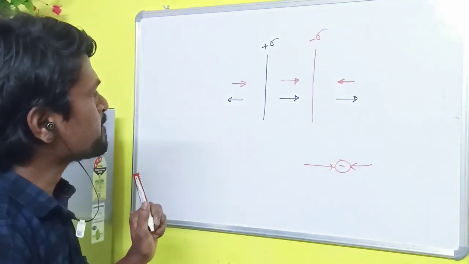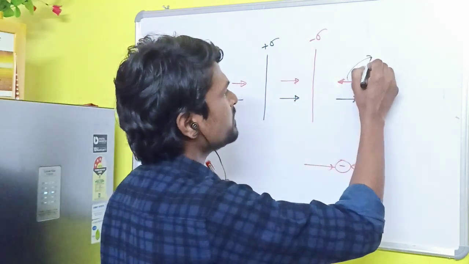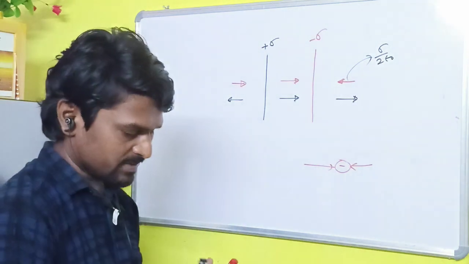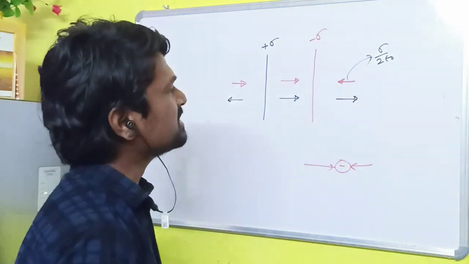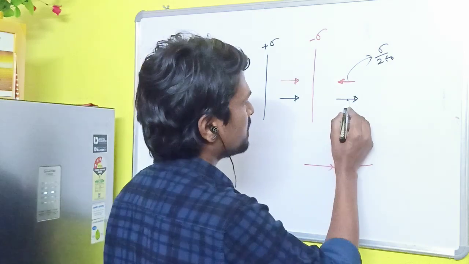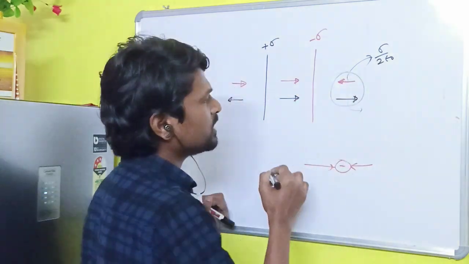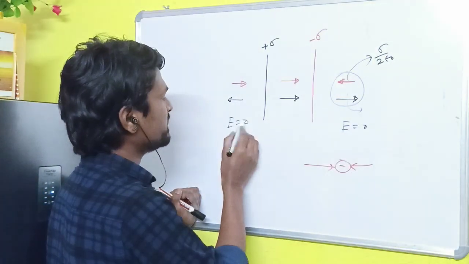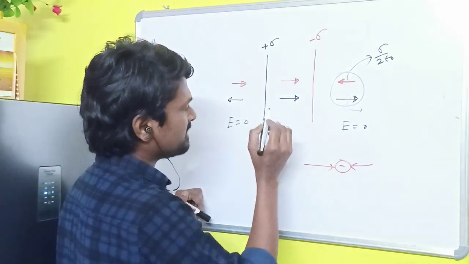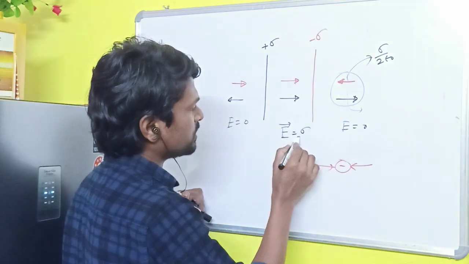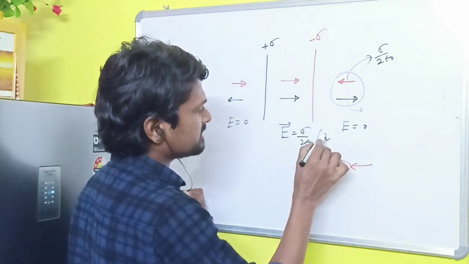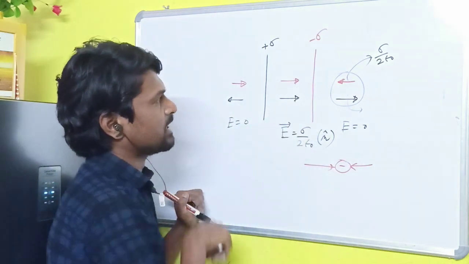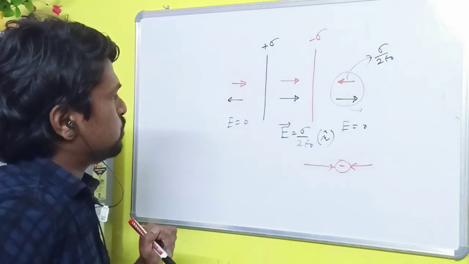Each arrow contributes sigma by 2 epsilon naught. The magnitude of electric field for each arrow is sigma by 2 epsilon naught. So for that one, this is equal to this one, so the electric field is 0. And this one is also oppositely directed, so the electric field is 0. But in that particular case, the electric field is equal to sigma by 2 epsilon naught, along the direction n cap.